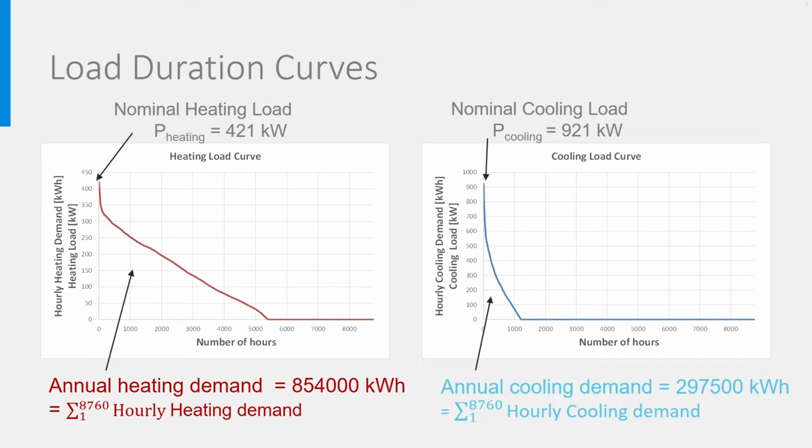The annual heating and cooling demands can still be found as the sum of all heating loads, which is the same as the surface area under the curve. You also see now clearly that heating is needed for 5,300 hours over a complete year and the cooling only for 1,200 hours. This is because the building is located in a moderate cold climate.